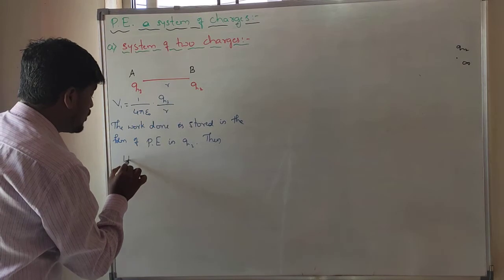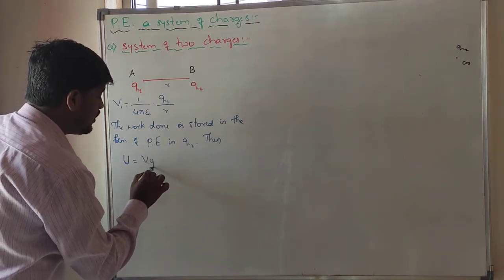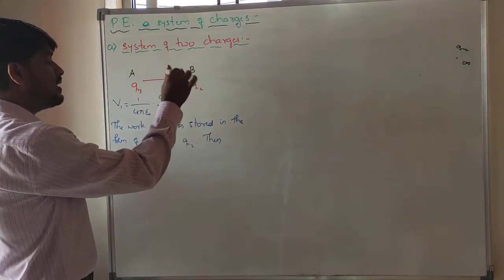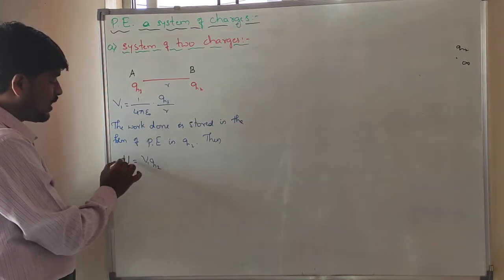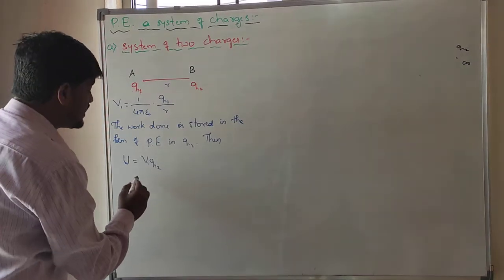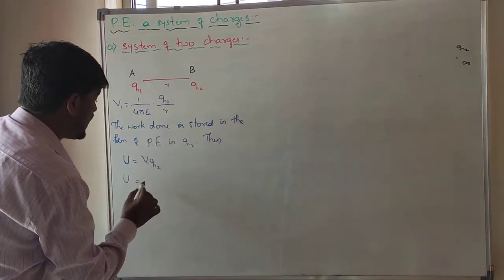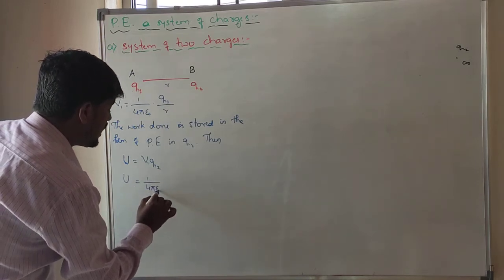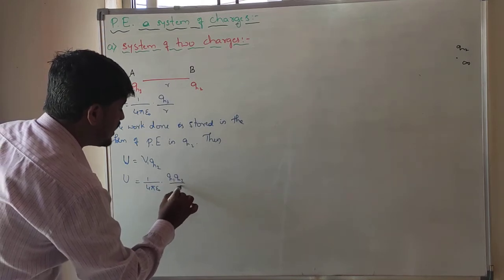The potential energy U is equal to V1 into Q2. V1 is what? The potential at the point B. Q2 is what? The charge in which the energy is stored. That is, U is equal to V1 into Q2. If I substitute the value of V1 from above, I get U equal to 1 by 4 pi epsilon naught into Q1 into Q2 divided by R.